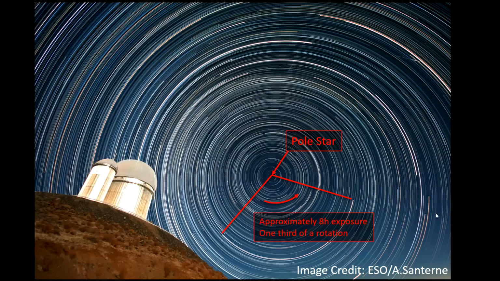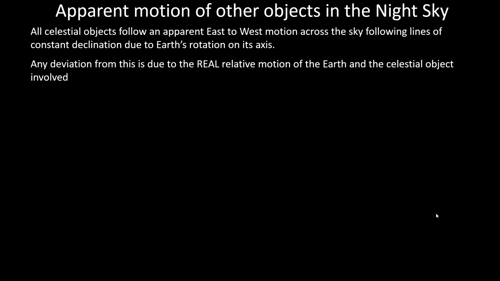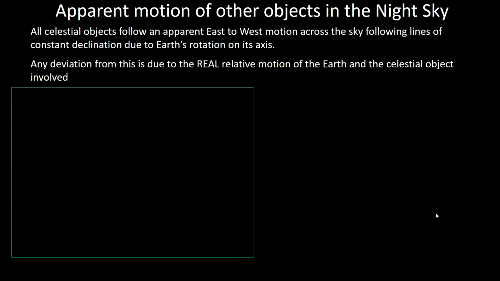They'll be too dim to see against the background of the daytime sky. So that's how what we've talked about relates to these time-lapse exposure pictures that you can see. Okay then, so what about other objects apart from the stars? The other objects do show slight deviation from this following lines of constant declination behaviour.